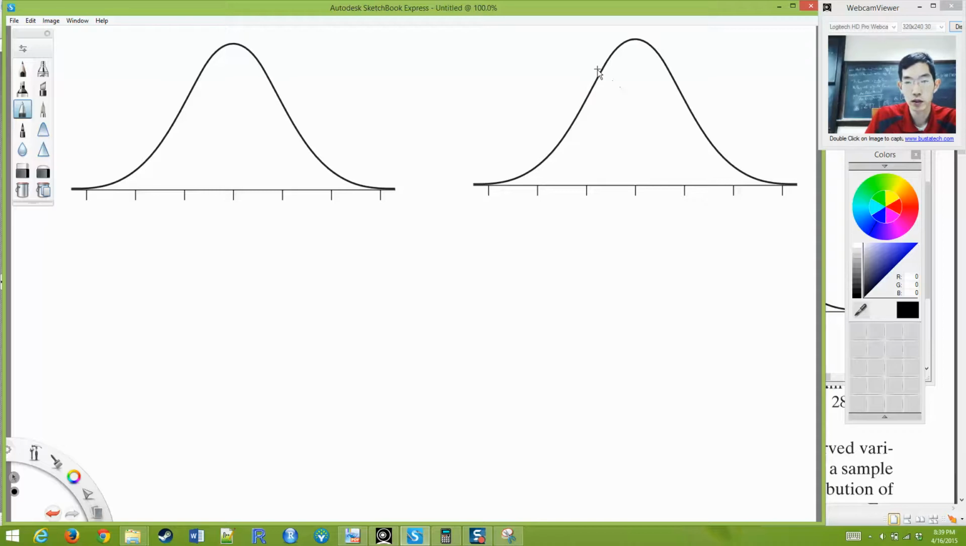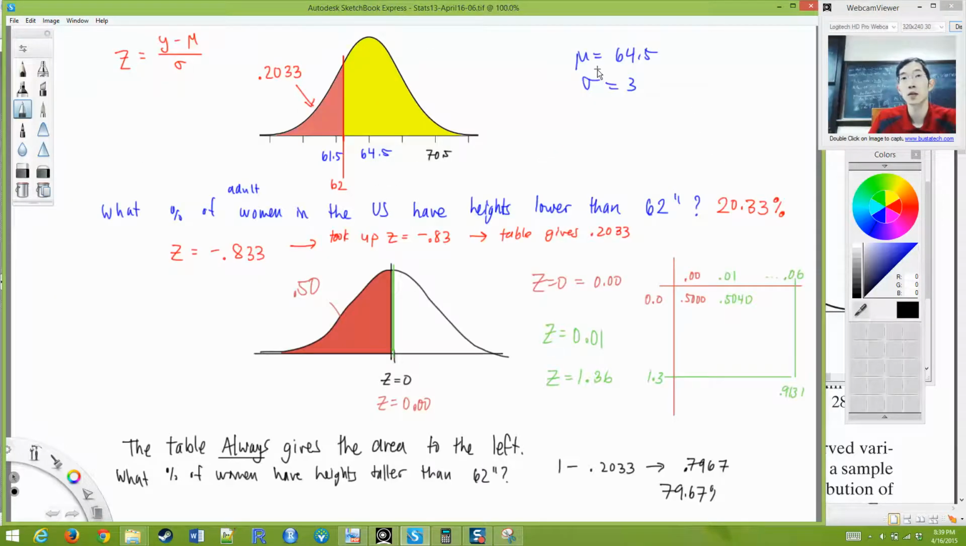Instead of subtracting from 1, would it also be possible to flip the sign? Yes, yes. That's very good because it's symmetric. You could look up negative 0.83, get 0.2033, and do 1 minus that. Or you could look up positive 0.83, and the area to the left of positive 0.83 would be the same as the area to the right of negative 0.83.